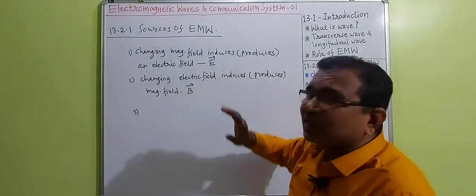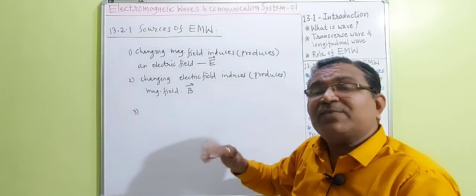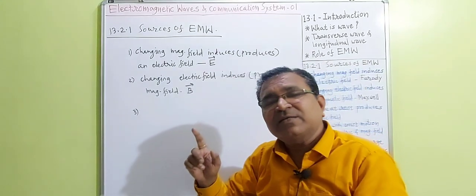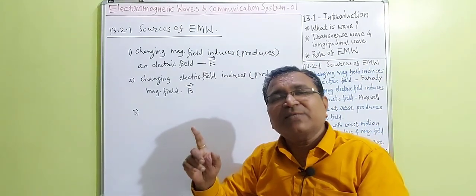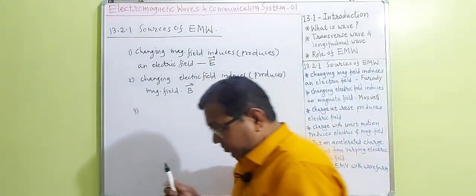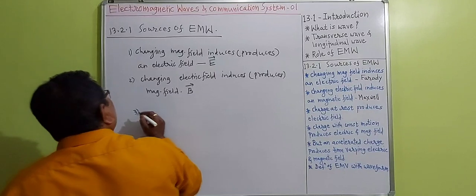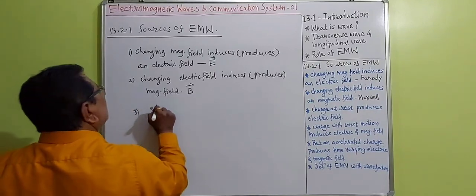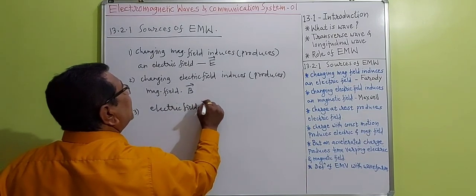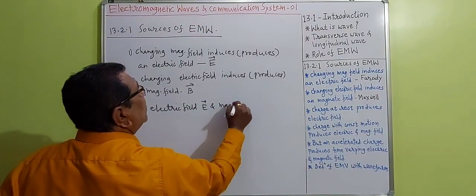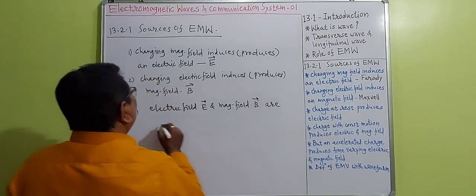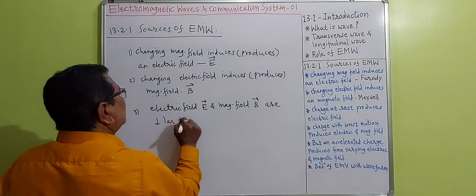Faraday's law. In the second, magnetic field and electric field are perpendicular. So in both the cases, remember well, electric field vector and magnetic field vector are always perpendicular to each other. What is the conclusion? Electric field E vector and magnetic field B vector are perpendicular to each other.